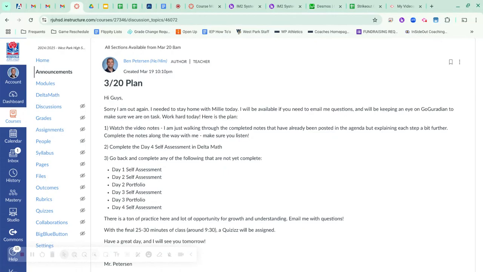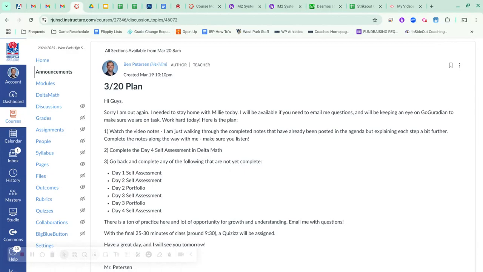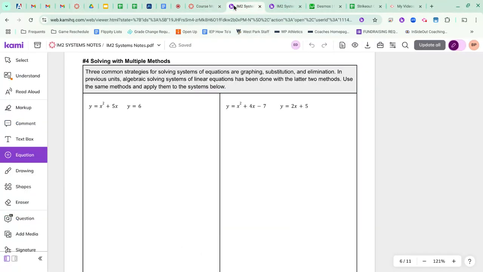A lot of it is review. Today in class and yesterday in class are basically a review of the first two days. All of these assignments here, days 1, 2, 3, 4, self-assessments and portfolios, are all based on solving systems of equations. So we're going to get a ton of practice here.